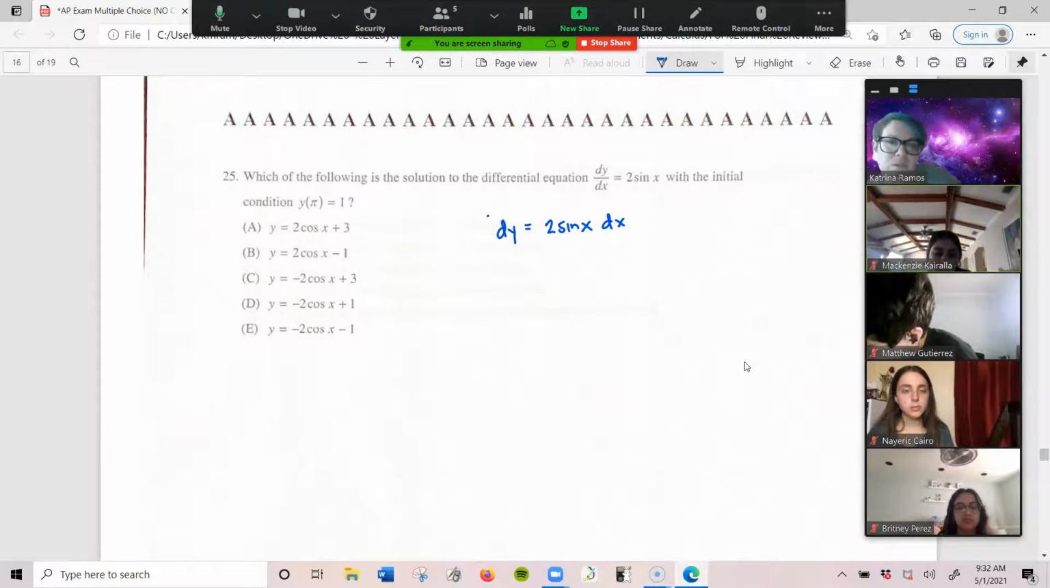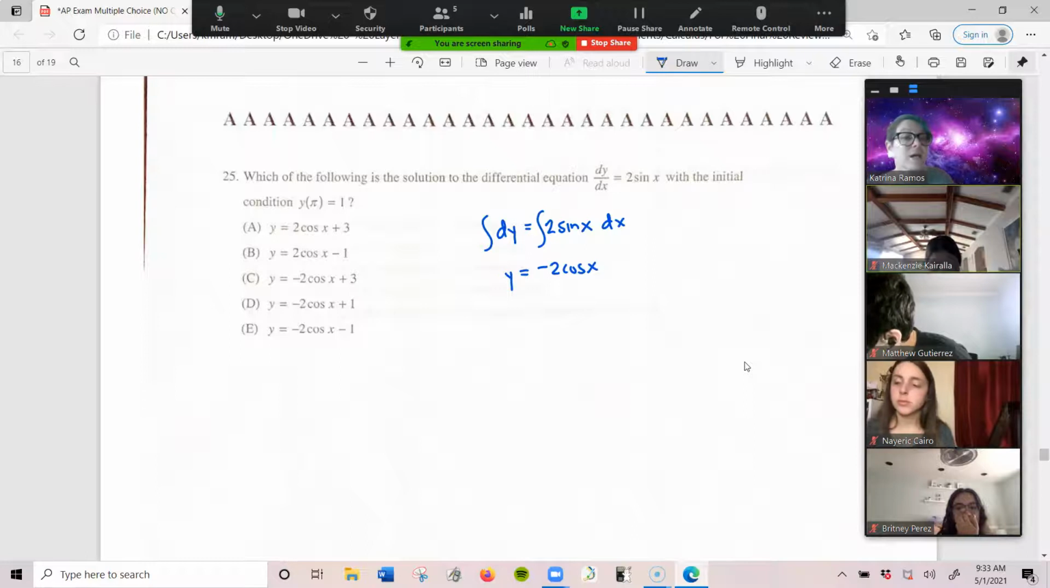Now we integrate both sides and we get y is equal to negative 2 cosine x, since the integral of sine of x is negative cosine, and that constant just hangs out, plus c. Is that okay so far? So we can already eliminate a and b because that's positive cosine. Now we need to plug in this initial condition.